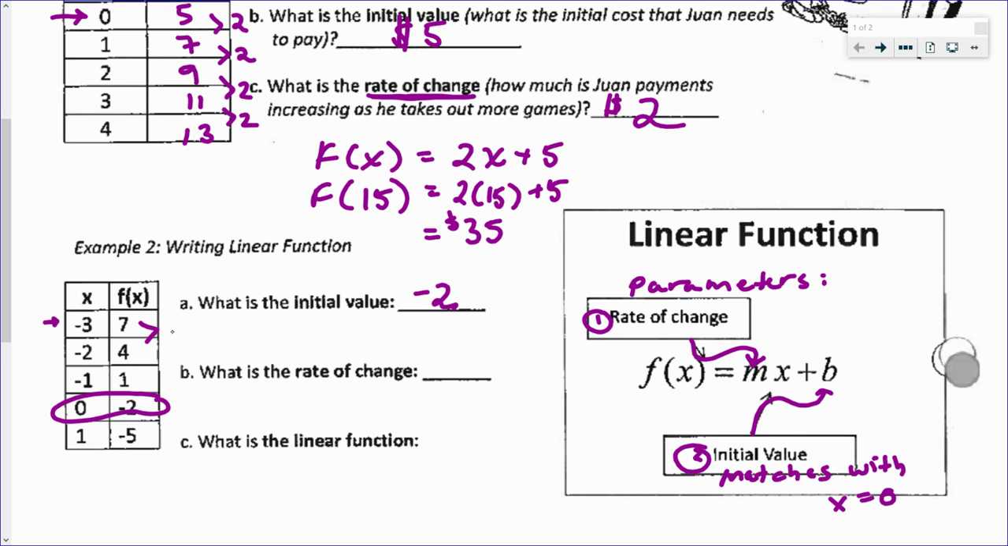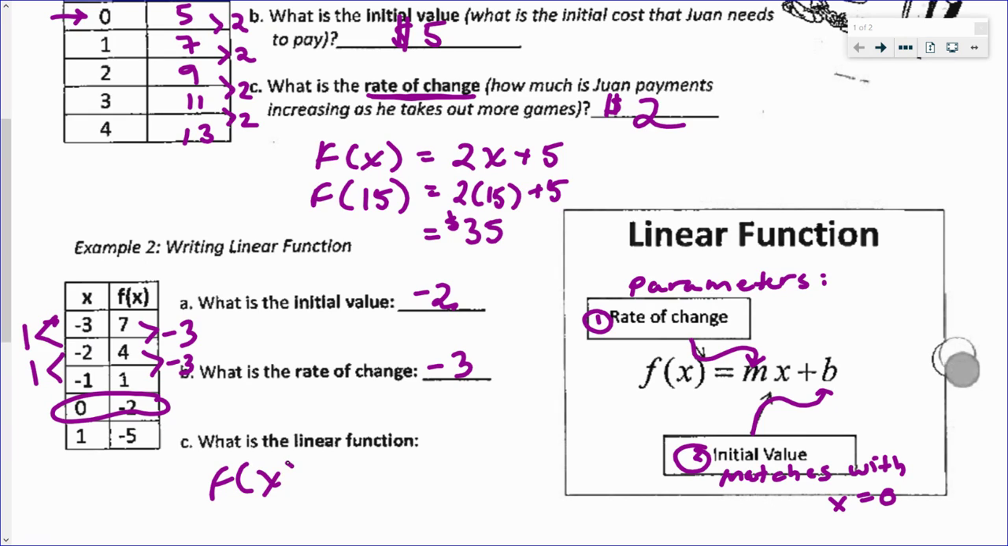The rate of change is how much f of x or y is changing by for every 1 x. So that's important to know. How much is x going up by here? X is going up by 1. Y is going down by 3. Same thing here. Y goes down by 3. X goes up by 1. So the rate of change is -3. We're going to talk about how to calculate the rate of change on the next page, but essentially it's the change in y over the change in x.